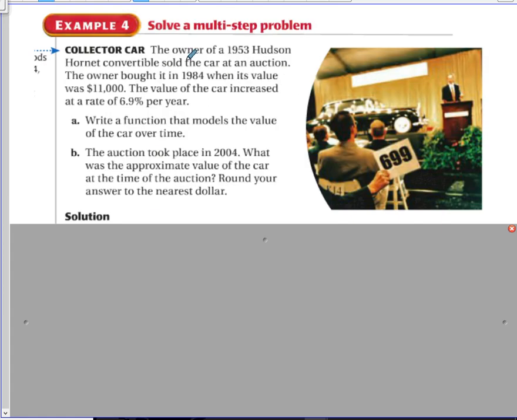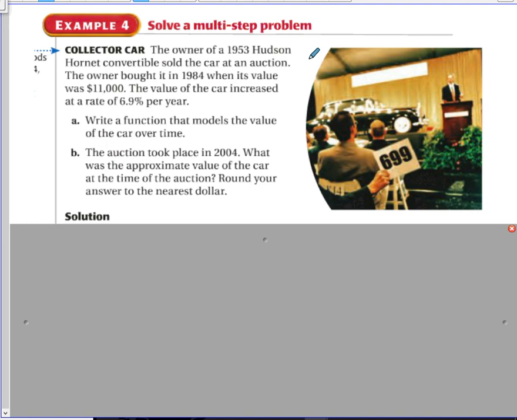It says the owner of a 1953 Hudson Hornet convertible sold the car at an auction. The owner bought it in 1984 when its value was $11,000. The value of the car increased at a rate of 6.9% per year. They want you to write a function that models the value of the car over time. And then the second part, in B, says the auction took place in 2004. What was the approximate value of the car at the time of the auction? Round your answer to the nearest dollar.